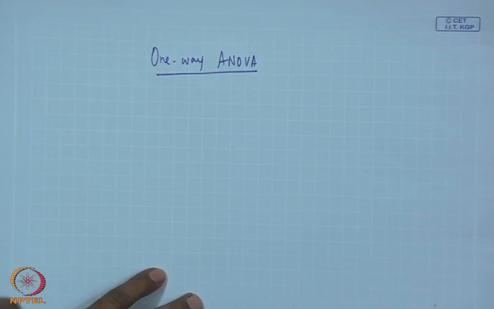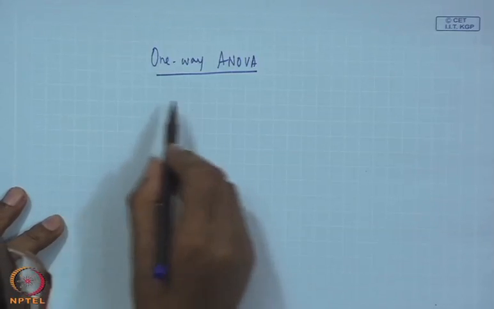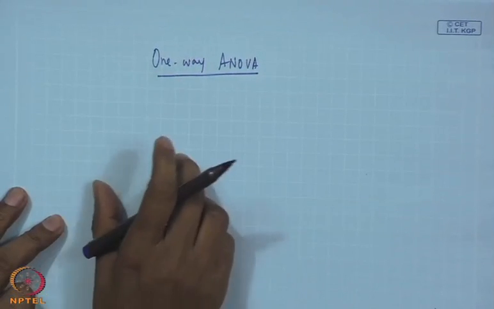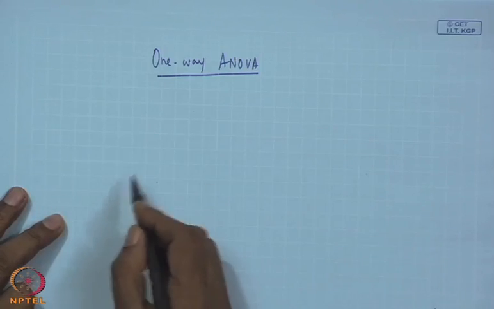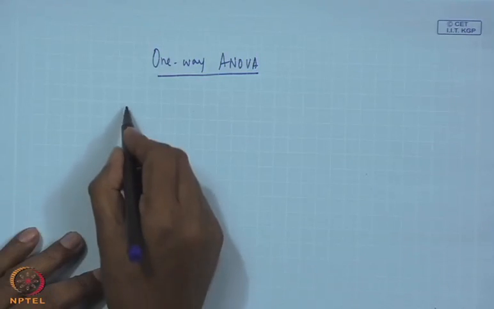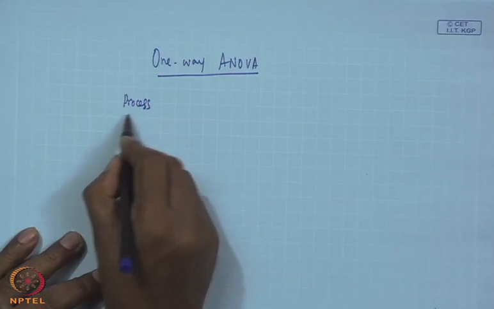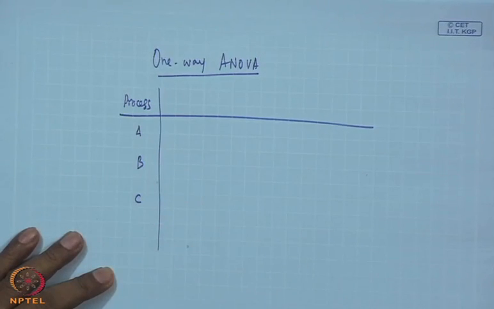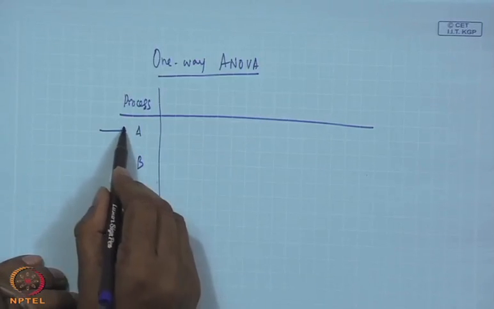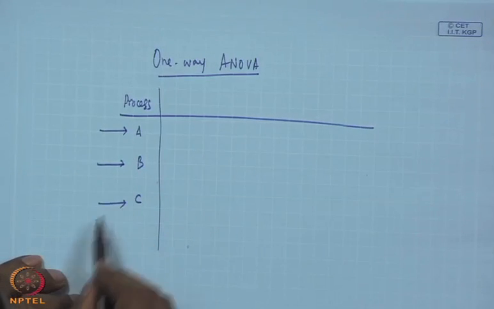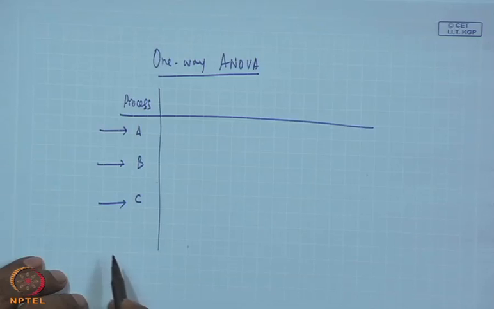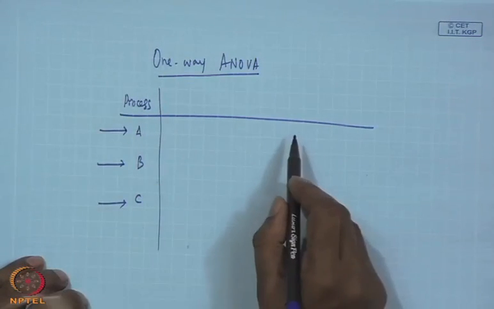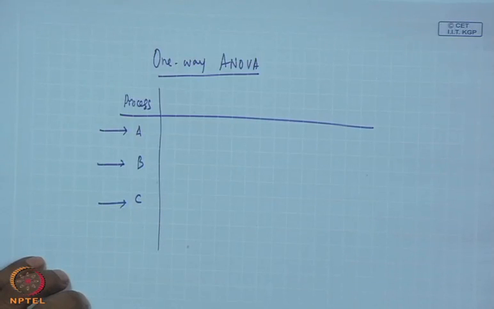One way ANOVA. Why one way? Because we have considered different populations in terms of only one factor. For example, different processes: process A, process B, process C, and we treated them as if this is population 1, this is population 2, population 3. Now, what is the guarantee that the process will perform equally over the seasons?